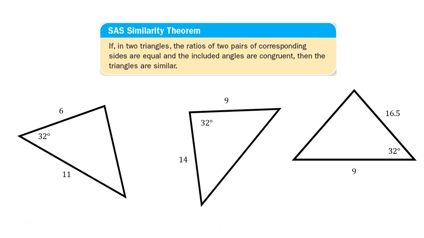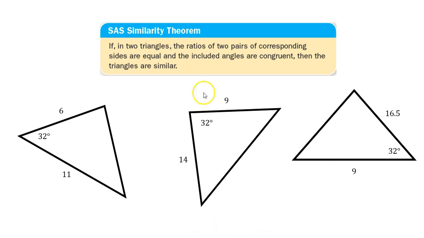Another one, the last one, is the side-angle-side similarity theorem that says if in two triangles the ratios of two pairs of corresponding sides are equal and the included angles are congruent, then the triangles are similar. So it's kind of a mouthful there. What it's saying is that the ratios of two pairs of corresponding sides are equal, which basically means that the corresponding sides are proportional, and the included angles are congruent. What it means by included angles is that the known angle is formed by the two known sides.